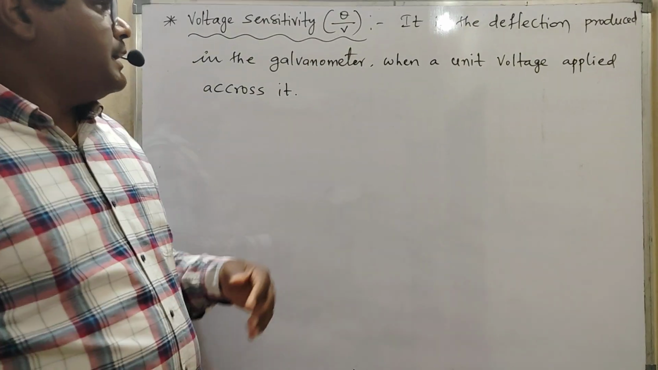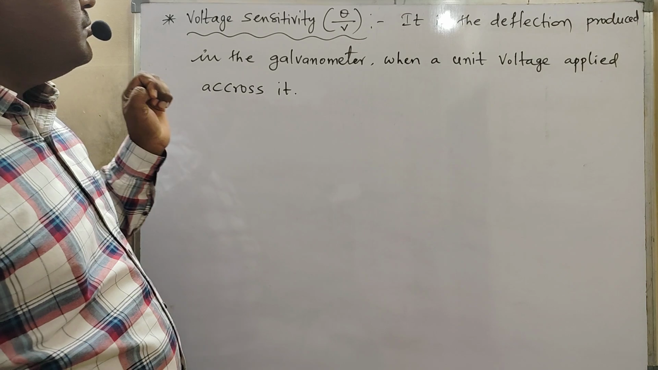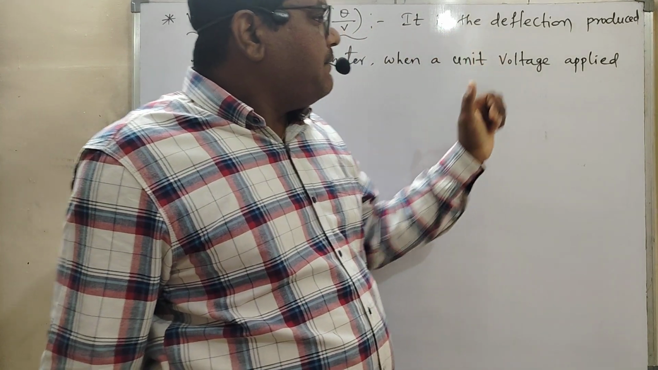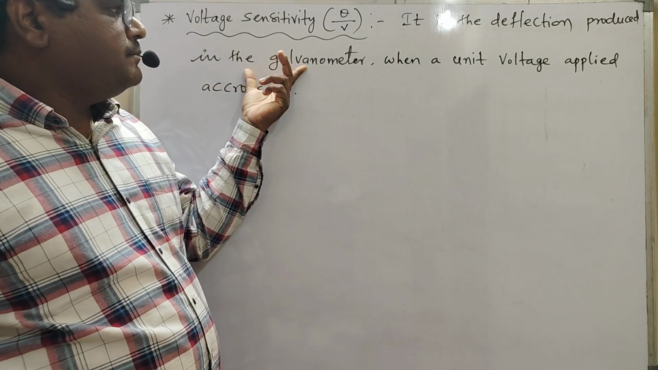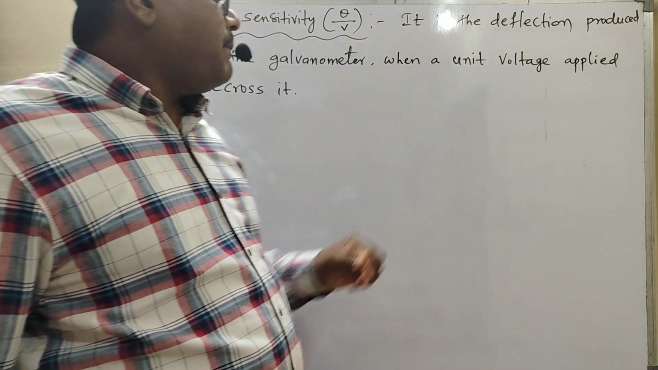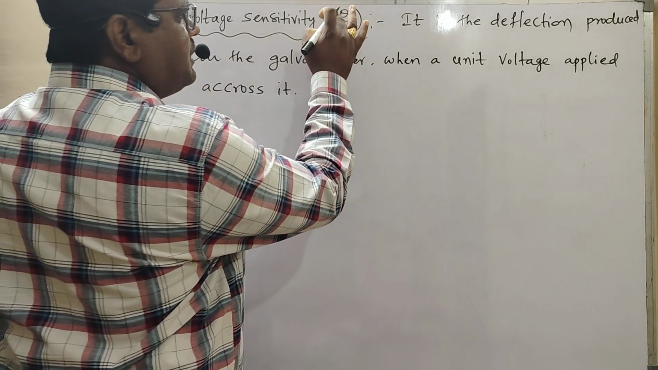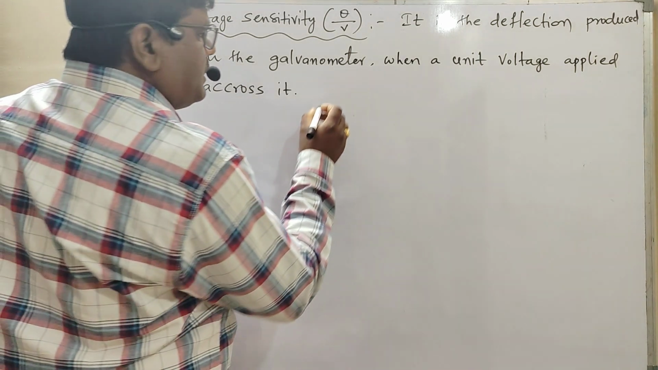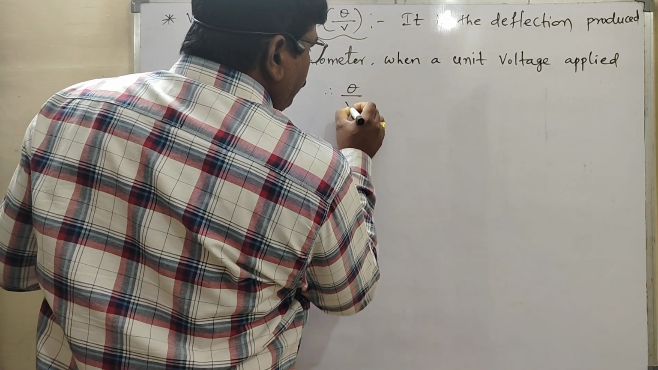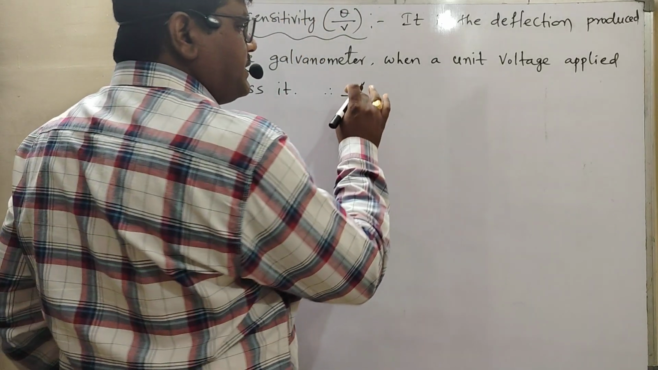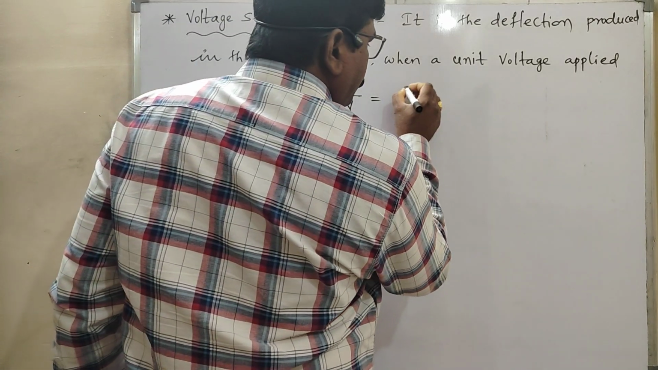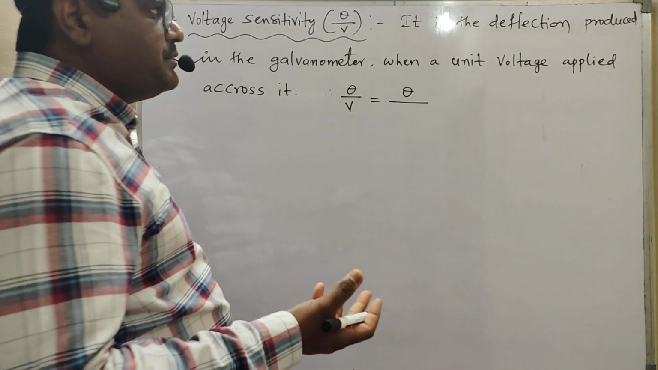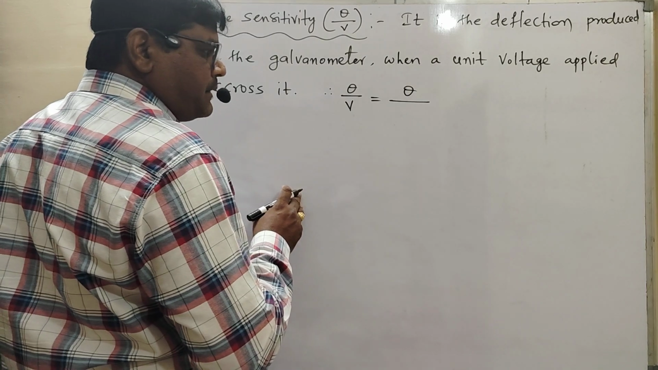Okay. Next one is the voltage sensitivity. What is voltage sensitivity? It is the deflection produced in the galvanometer when a unit voltage is applied across it. So the formula is theta by V. Therefore theta by V, where theta is the deflection of the coil, as it is. What is the V here? Voltage or potential difference which we are applying across the galvanometer.